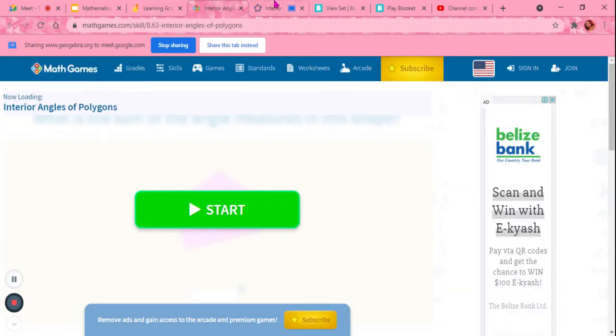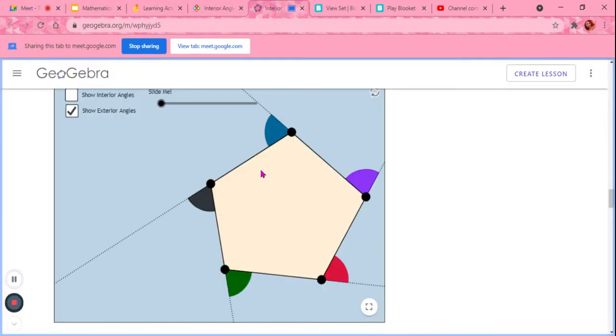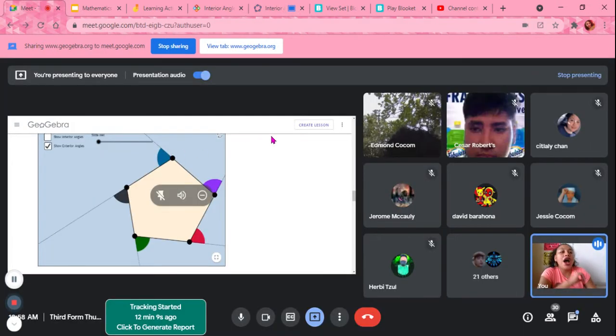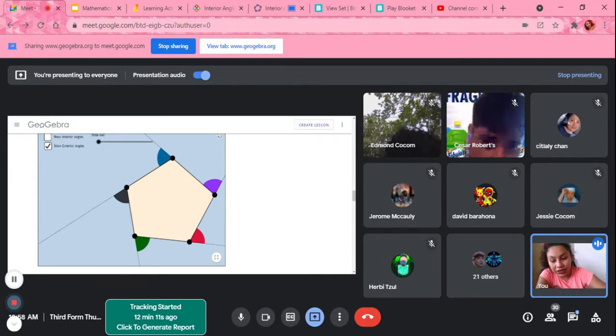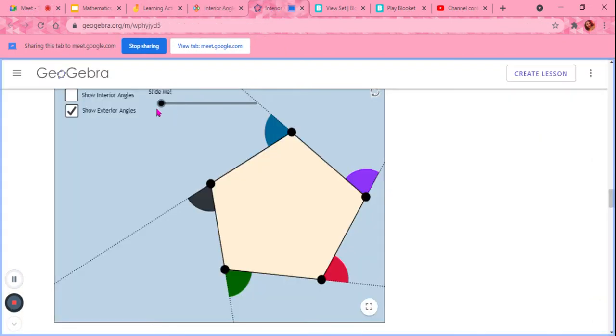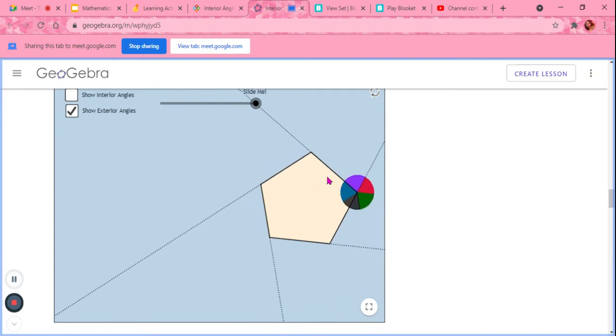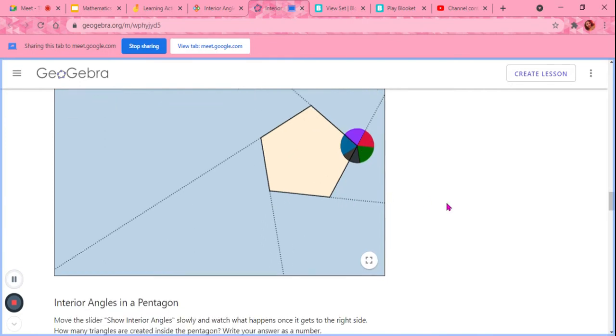But what I want to show you guys in this specific one is that when we talk about the angles on the outside, the exterior angles, always, and this is always, if it has 20, 30, 40, no matter how many sides, the angles on the outside will always equal 360 degrees. All right, it does not matter. This shape has 5 sides and it gives me 360 degrees.